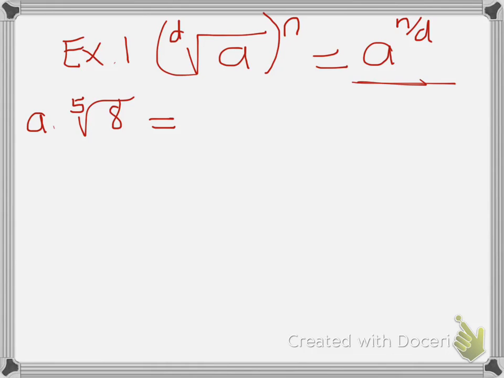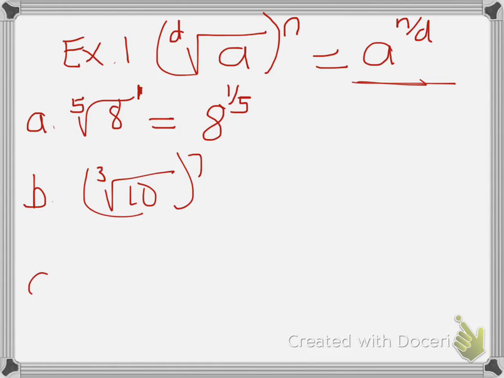Is there a number outside? No, but it's understood as 1, right? It's understood to be a 1. So then we have 8 to what power? 1/5. Very good. So B, we have the square root of 10 with a 3 here and a 7 there. C, we have the square root of -6 with an 8 there and 3 there.